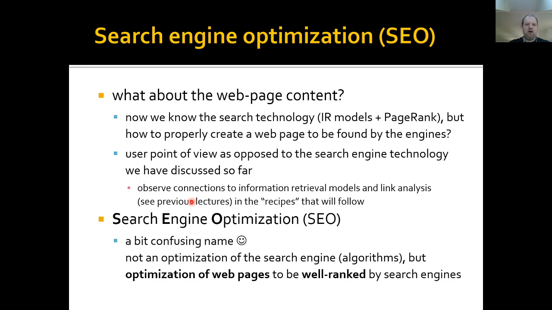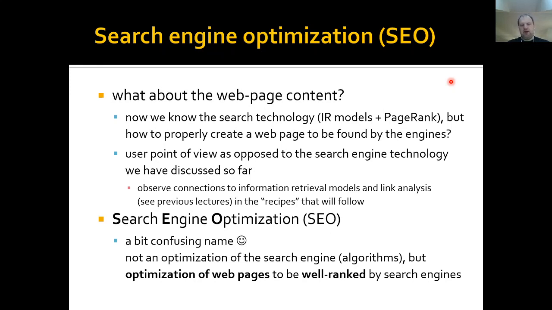And now we look at the second aspect of ranking, and that's the user point of view, or basically the content creator point of view. So search engine optimization. We didn't care much up to today how the content is created. We just assumed we have some content somewhere stored or streamed or something, or crawled by the search engine.